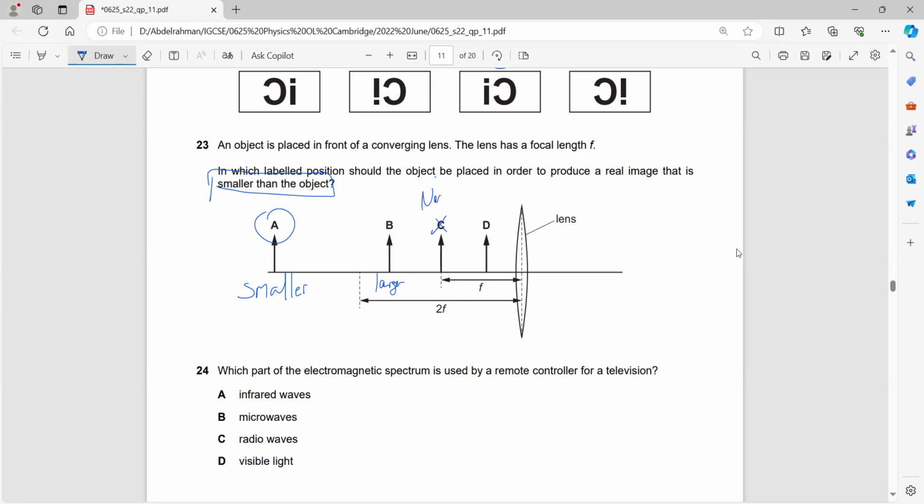Are you required to know C? No image. You're not required to know what will happen in C. What about D? It will become a virtual image. D will become what is called a virtual image.